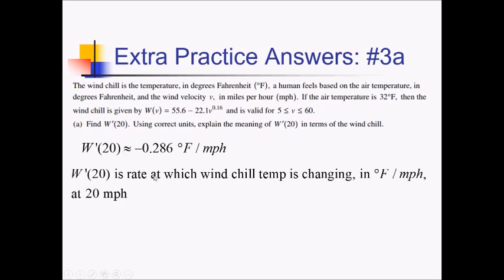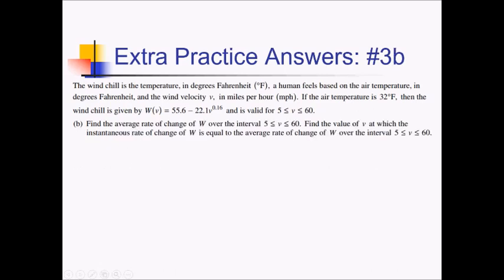To put it another way, just in a little more plain English here, this is how much colder it's getting per increase in mile per hour when you're at 20 miles per hour. For this part, I want to find the average rate of change of W over the interval 5 to 60, and then find the value v at which the instantaneous rate of change of W equals the average rate of change. Okay, so we've got two steps we need to do here.